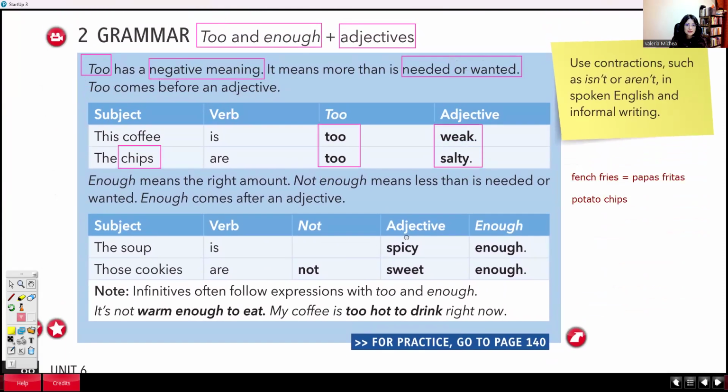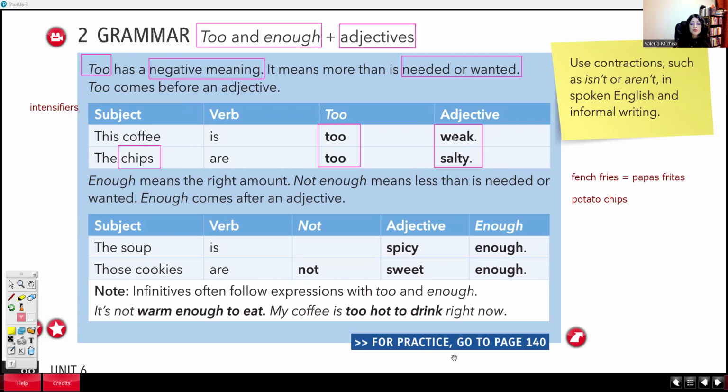Yeah, let's go back. All right, so the chips are too salty, meaning that they have more salt than is needed or wanted, more than we need. Right, so whenever you're using too, it's because you think it's more than enough. So let me just tell you, these words are called intensifiers. Why are they called intensifiers? Because they help us give some emphasis or intensity to the adjective that we are trying to convey, right?